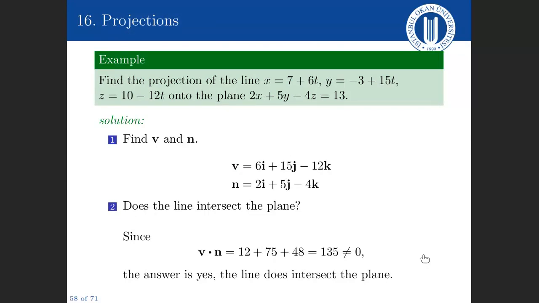I have 3 examples. Find the projection of this line onto this plane. I'm going to go through step by step. The first thing to do is to write down a vector v which is parallel to the line, and a vector n which is normal to the plane. We know how to do this.